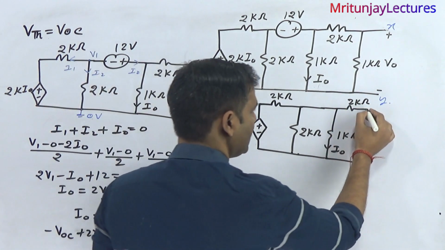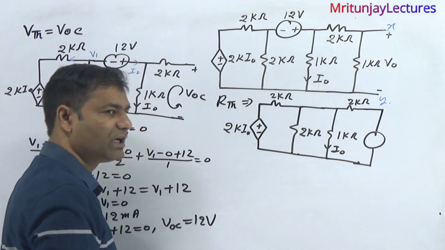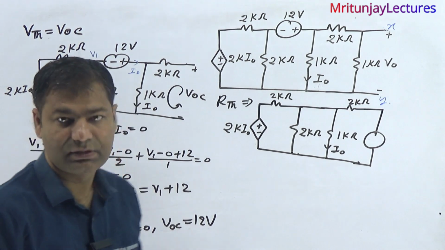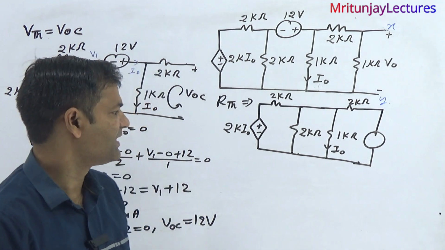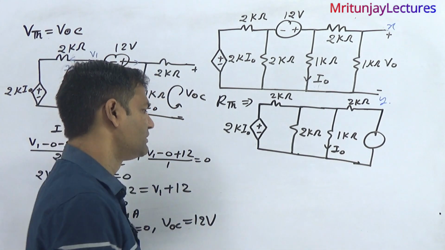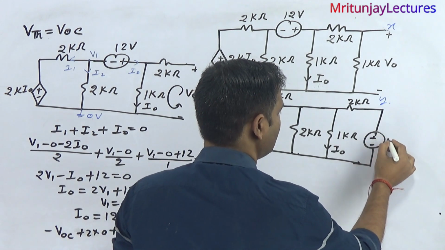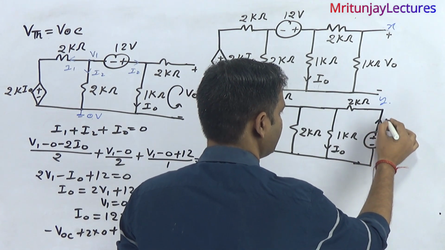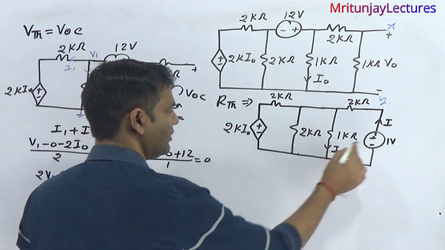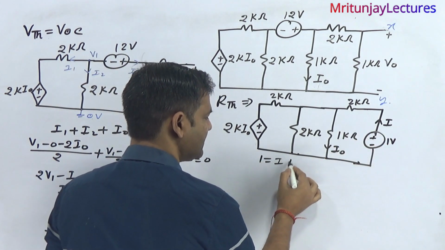After that, assume a 1 volt voltage source or a 1 ampere current source. Here we have taken a 1 volt voltage source. If we have considered a 1 volt voltage source, then what about the current I? I know that 1 volt equals I into RTH.